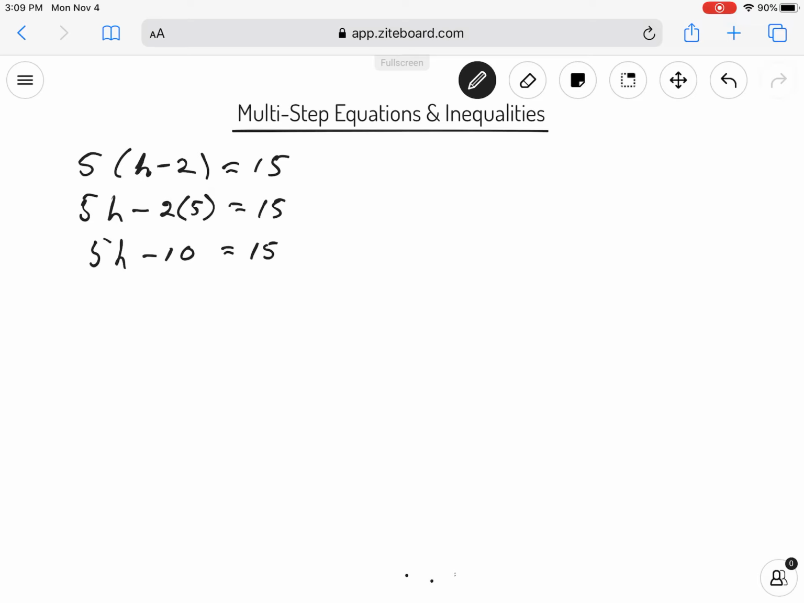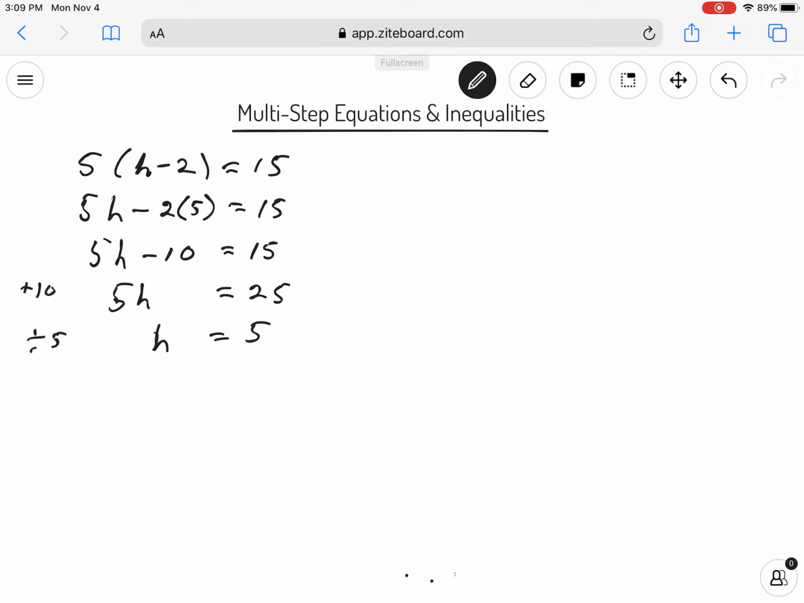I'm going to add 10 to both sides. So I have 5h equals 25. Divide both sides by 5. And I have h equals 5. Okay.